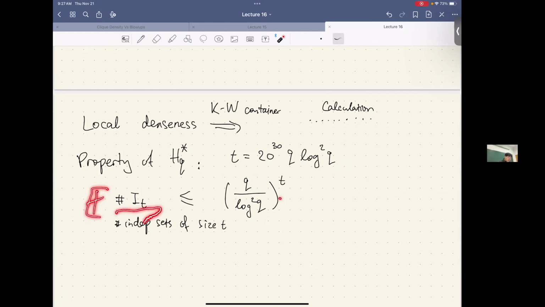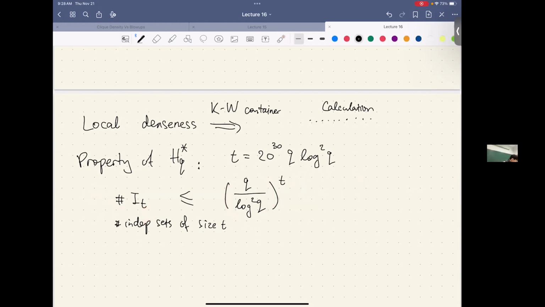And how do we drop below 1? For every fixed independent set of size T, the probability that it survives after sampling is exactly P to the T, because every vertex is chosen with probability P, and there are T vertices in this independent set. They all survive the random sampling with probability P to the T. So you want this to be less than 1. That means P needs to be smaller than the reciprocal of that. And let's take P to be that.